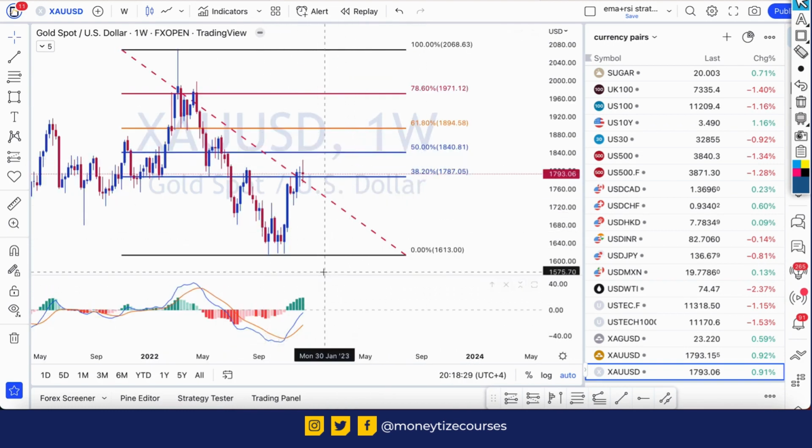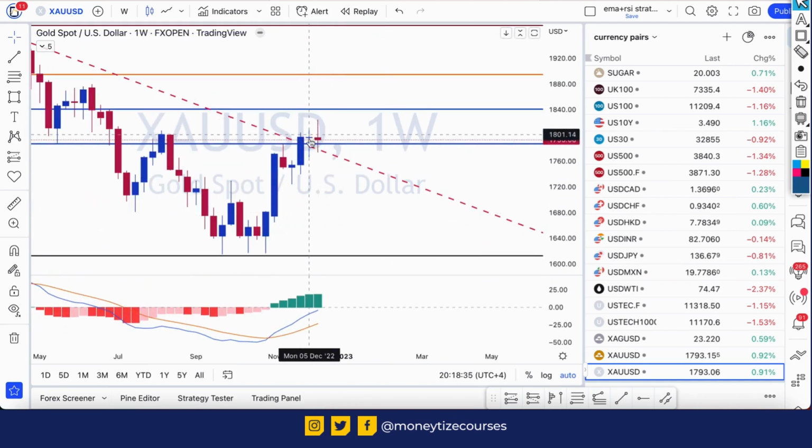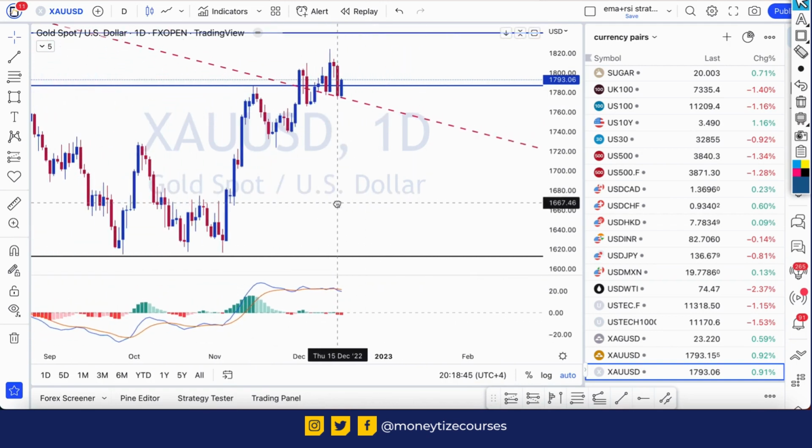The weekly MACD is still bullish. Current week's candle is a doji candle. Even the previous candle was a doji candle. So, indecisive. Monthly says bullish. Weekly latest two candles are doji candles.